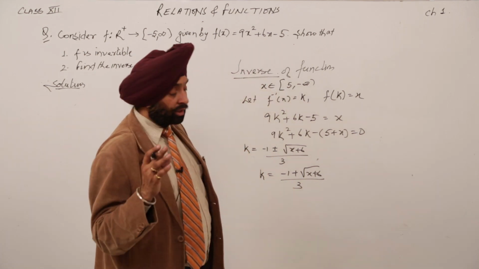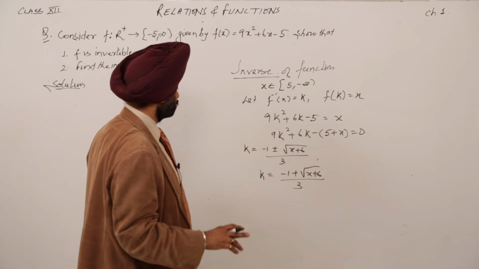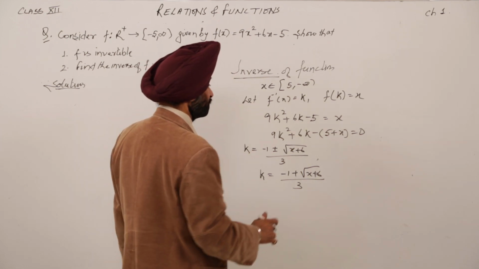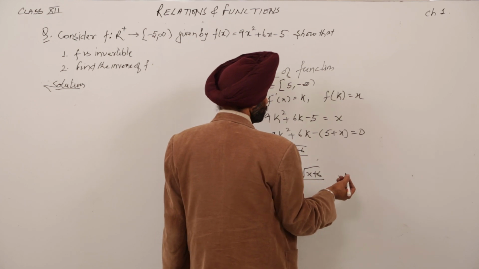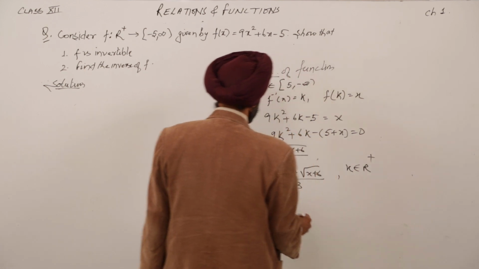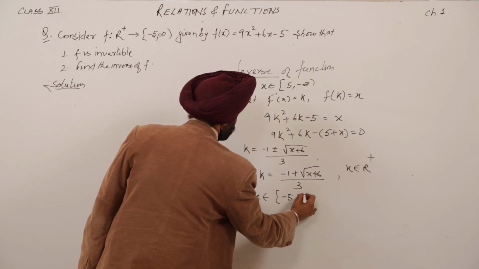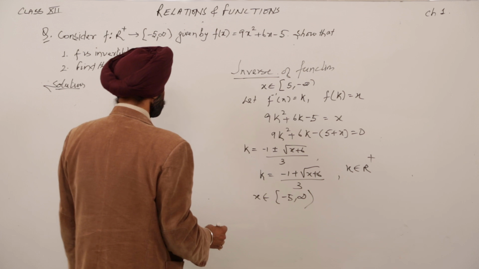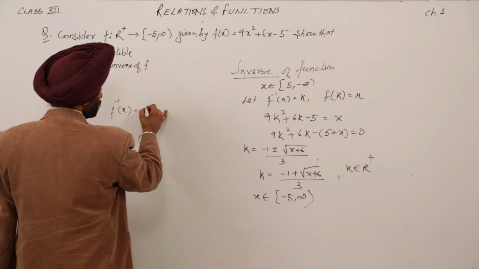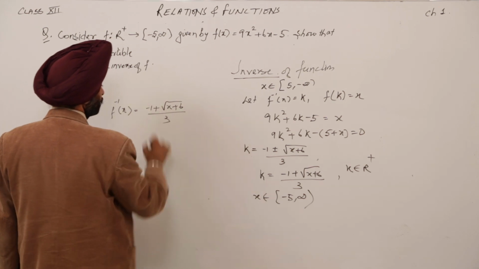Now remember one thing, if in the inverse part you are using plus minus, then they might deduct half marks from your question. So k is equal to minus 1 plus under the root x plus 6 upon 3, where again one and the same thing you can write. Here k belongs to positive R and x belongs to minus 5 to infinity. So f inverse x is equal to minus 1 plus under the root x plus 6 upon 3.